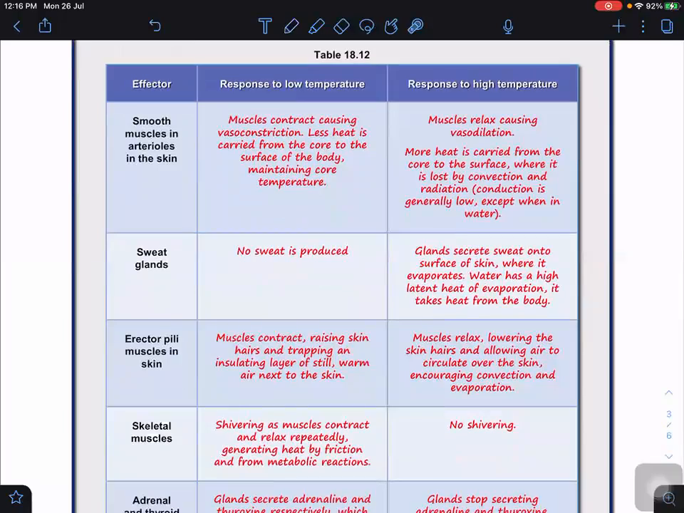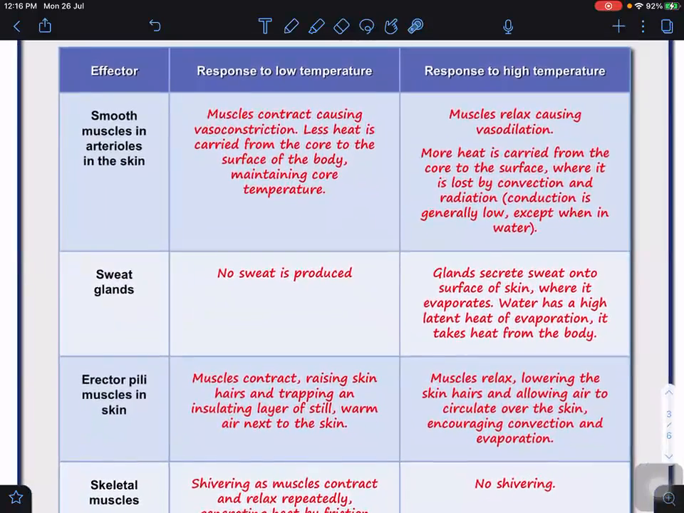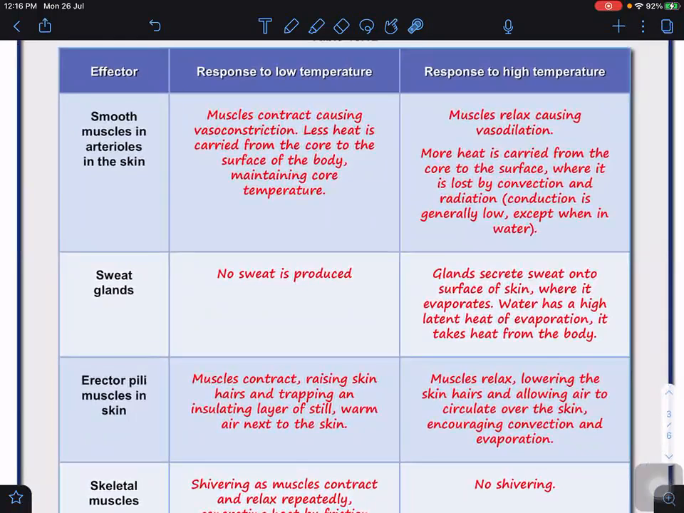Look at the first one. Enlarge a bit here. So we do have some effectors here. Okay, so when our body temperature is low, always remember, our core body temperature is low, basically means we want to conserve the heat energy. We don't want the heat energy loss to the environment.